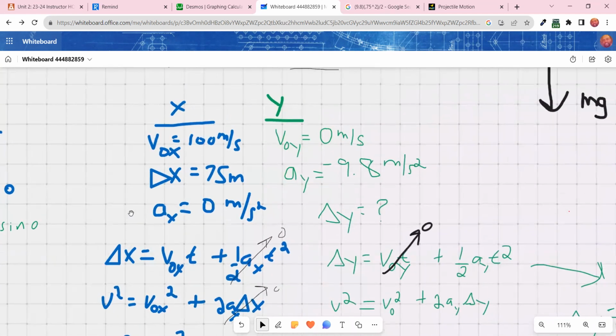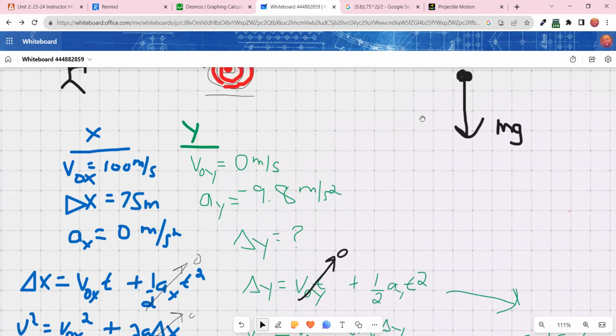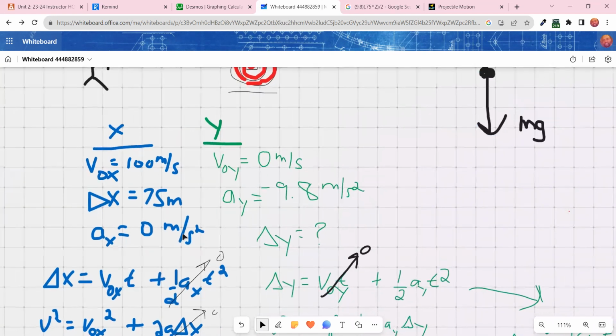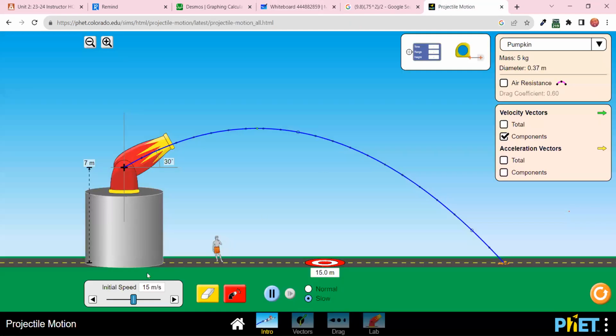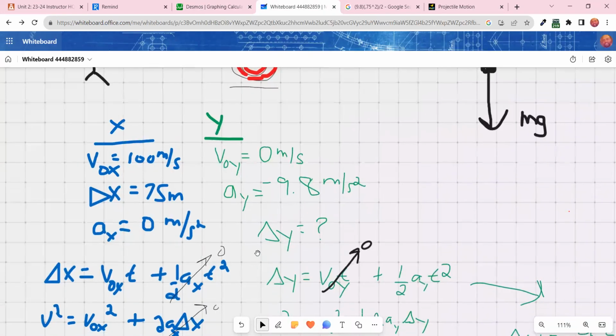That means gravity is only acting on the y-axis, negative 9.8. Gravity is not acting on the x-axis, so the acceleration on the x-axis is 0. You can see it with this, and yes, they're probably going to ask you to do something like this on the test tomorrow. You can see it with the arrows going to the right: the x-axis stays the same, and the y-axis gets smaller as it goes up and larger as it comes down, because it's negative 9.8.